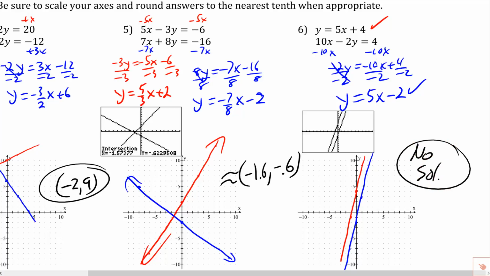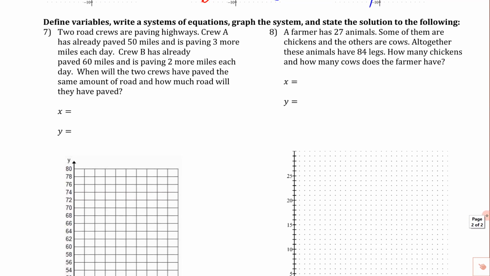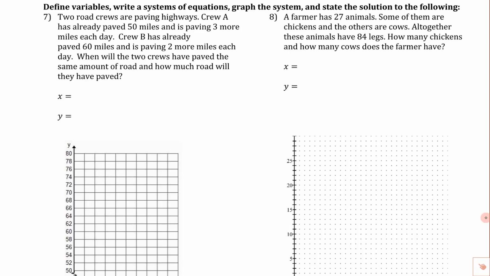Okay. All right, let's shrink this back down so we can see what's going on here. And we've got 2 more problems. On these problems, they're story problems, so we're going to be solving a system of equations in context. It says define variables, write systems of equations, graph the system, and then state the solution to the following questions. So notice that we've got an x and a y here. And again, what we're going to look for is rates, because that's going to help us figure out what the x and the y are here.